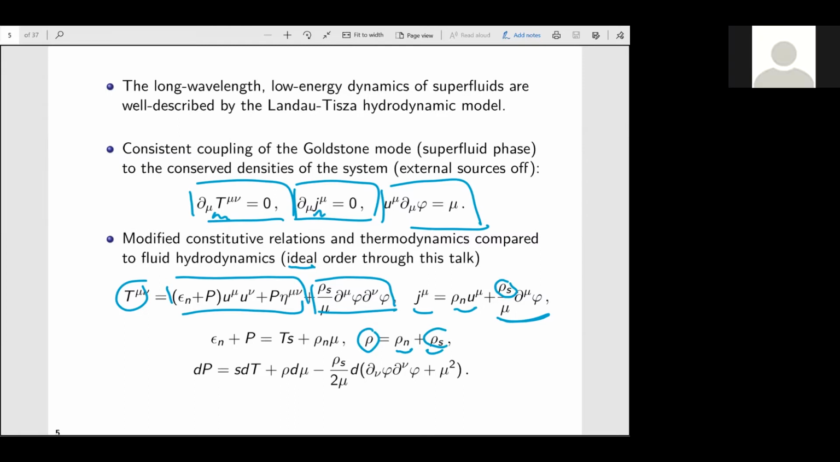Blaise, can I ask a question? Yes. Why is the coefficient of the extra term in T^μν the same as the coefficient of the extra term in J^μ?